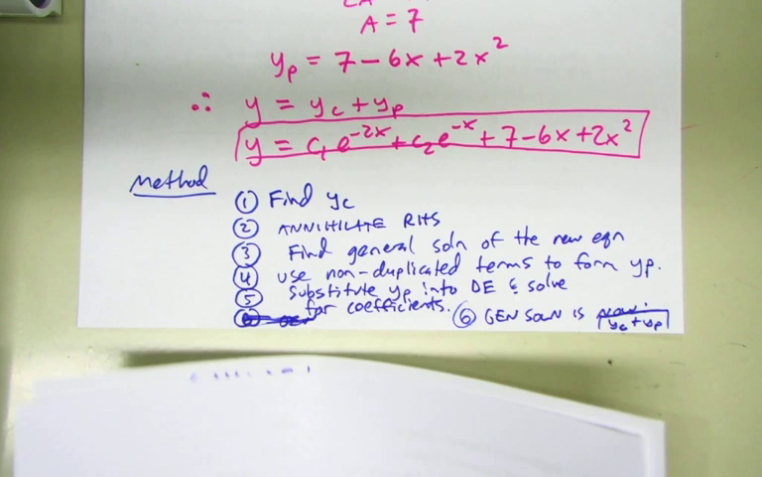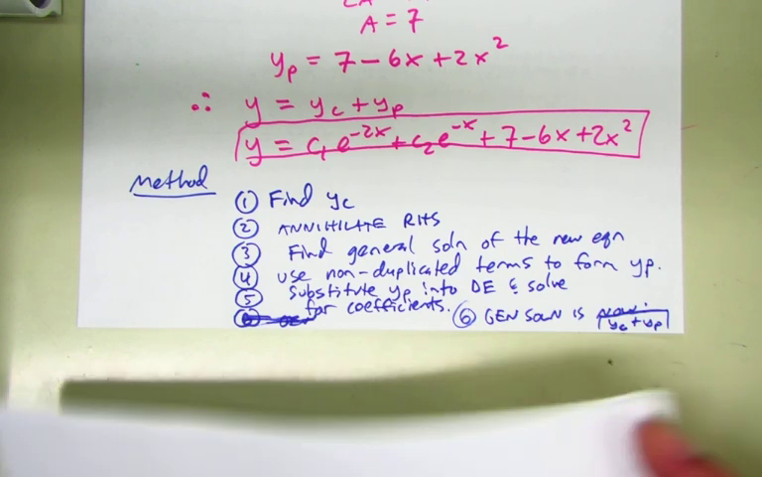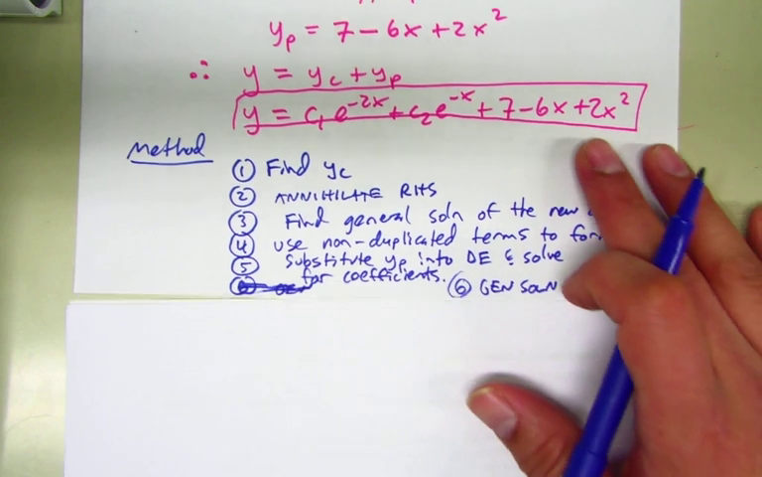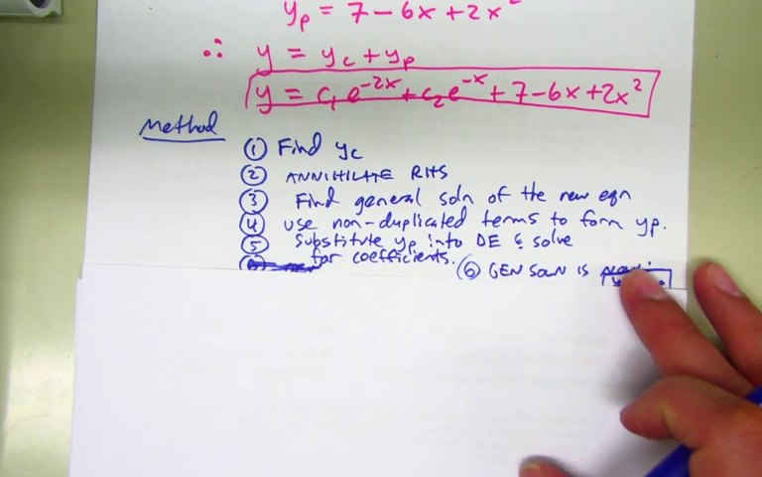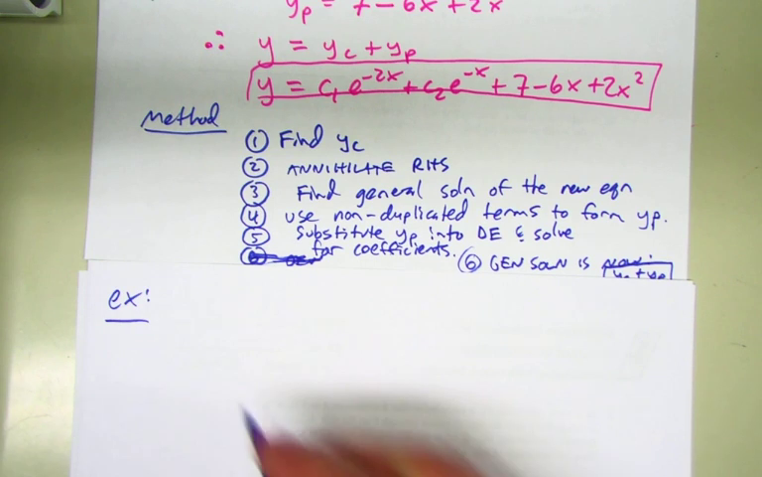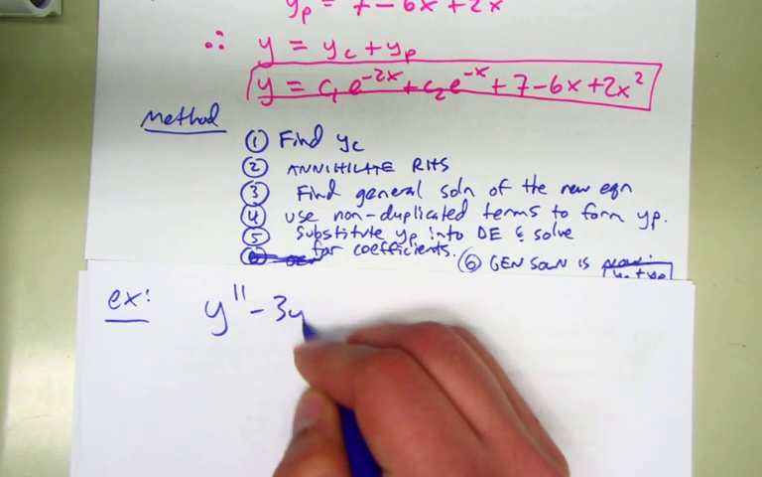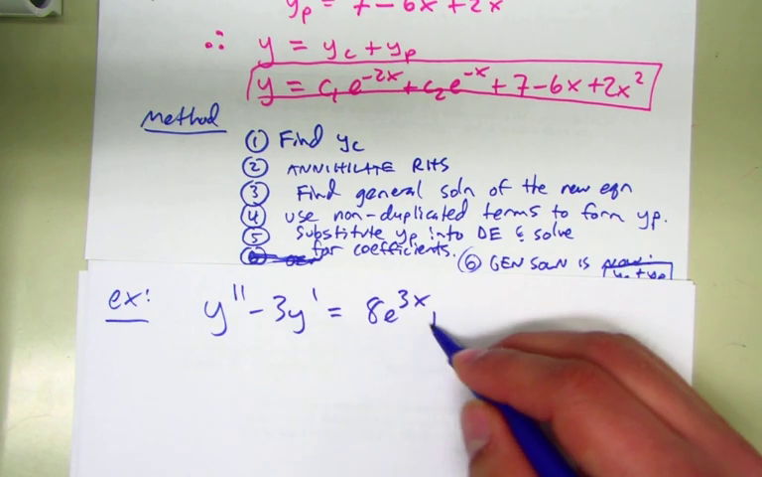And then the other skill that's really in this unit is not necessarily solving the entire non-homogeneous differential equation, but looking at it and knowing what the particular solution form looks like. So sometimes they'll ask you, what is the form for the particular solution, but not to solve the whole thing. And so we'll do that as well. Okay, so let's look at this example here. Say we have y double prime minus 3y prime equals 8e to the 3x plus 4 sine x.